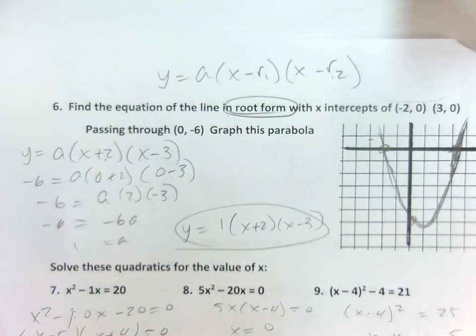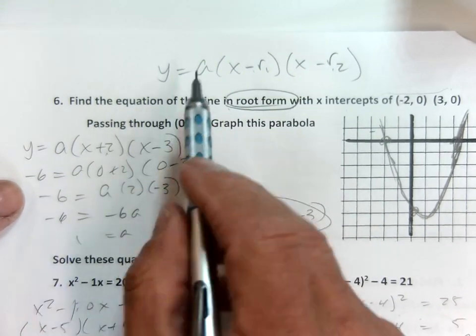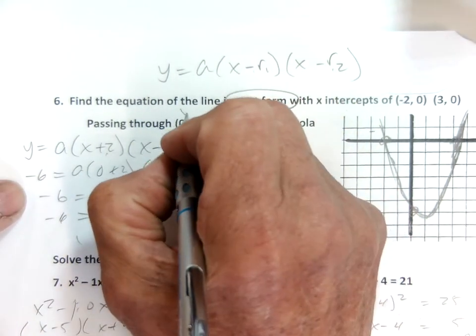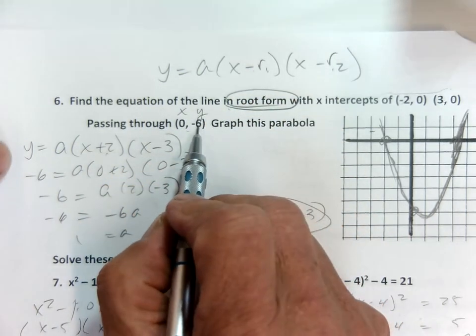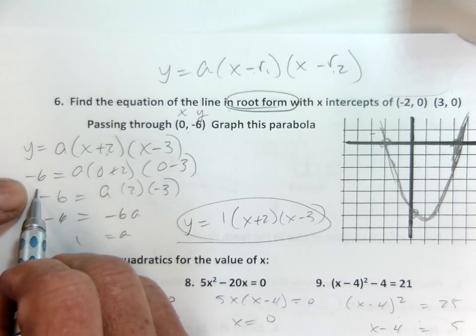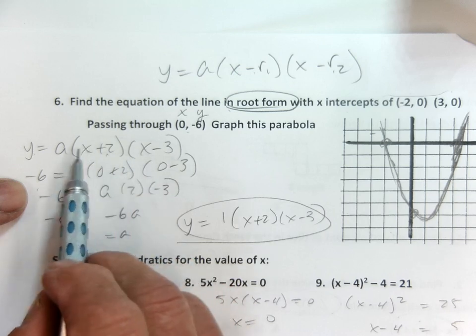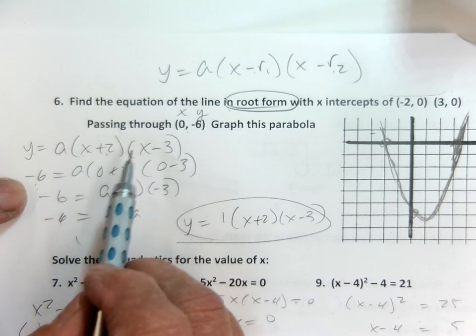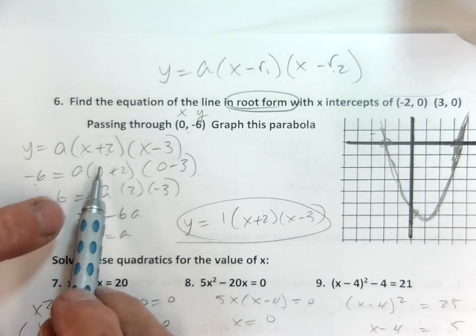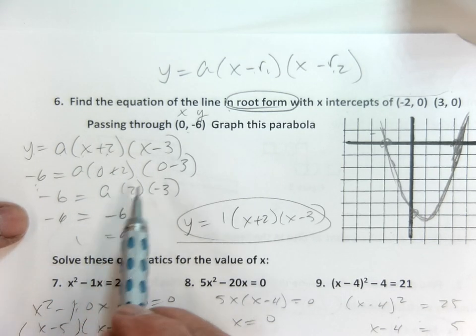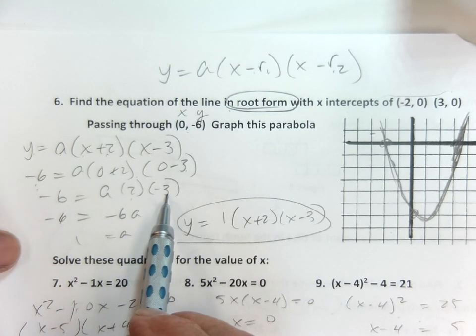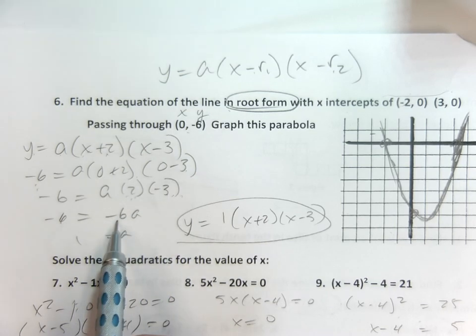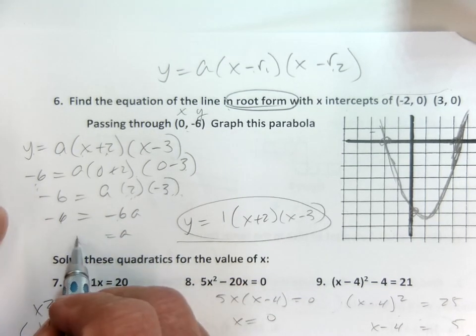Now I need more information. So I'm going to put in my point (0, negative 6), because it's an x and a y value. Put my negative 6 in for y, and I put my 0 in for both x's because I want to find the value of a. All right, so negative 6 goes for y, 0 for the x's. Then I have to simplify. 0 plus 2 is 2. 0 minus 3 is negative 3. I'm going to multiply these two and get negative 6. Oh, this is easy. Divide, divide. a is 1.